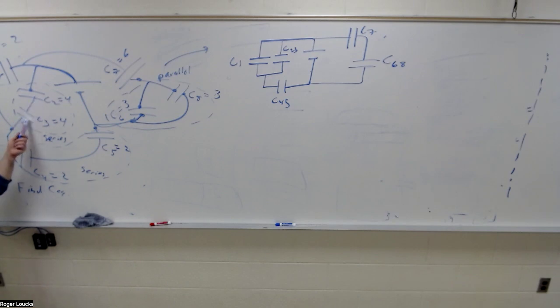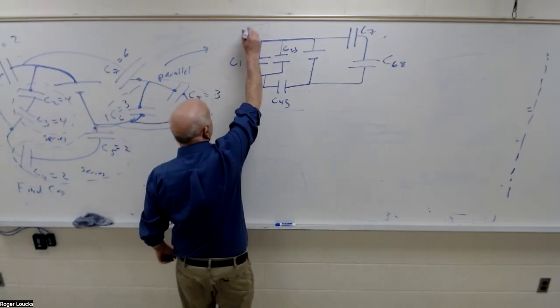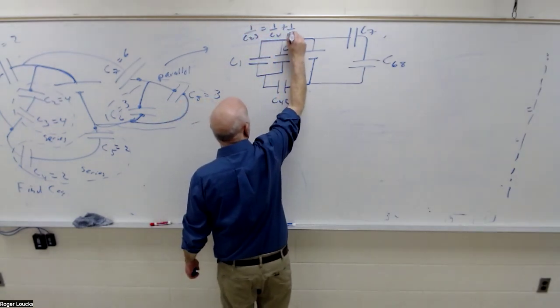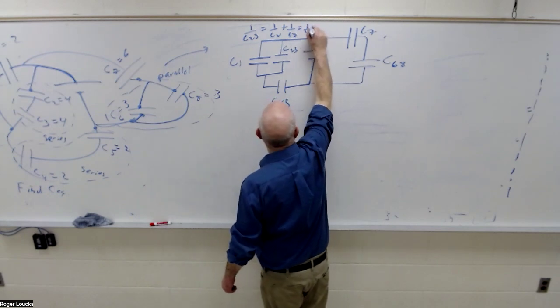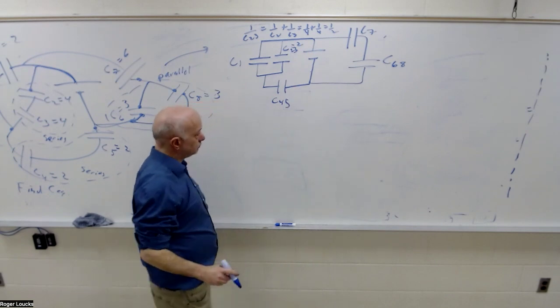These are in series. How do capacitors add in series? Reciprocals. So I would have that 1 over C23 equals 1 over C2 plus 1 over C3, equals 1 over 4 plus 1 over 4, equals a half. So this guy here is 2.